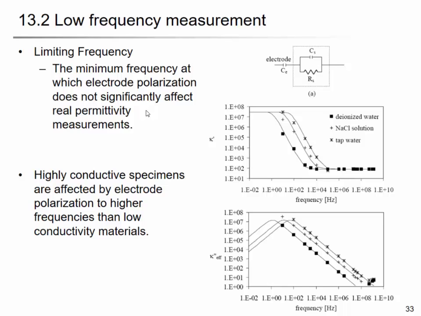The limiting frequency is the minimum frequency at which electropolarization does not significantly affect the real permittivity value. So here, for example, this is the limiting frequency. Here, that's fine, right? This value is reliable, but below this limiting frequency it is too high, right? You can see that there is a 10 to the 7. The real permittivity cannot be this high. It's going to be in the order of several hundreds, or it could be less than that because the water value is 80. So you need to find out this limiting frequency and obtain the realistic value.